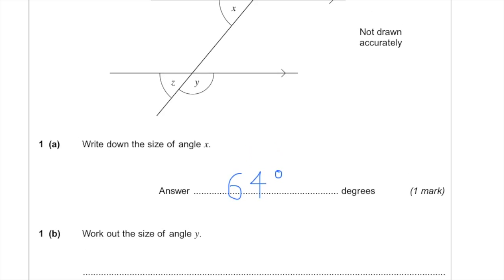Work out the size of angle Y. This angle here is equal to angle X because we have alternate angles, so Y is equal to 180 minus 64, which is equal to 116 degrees.